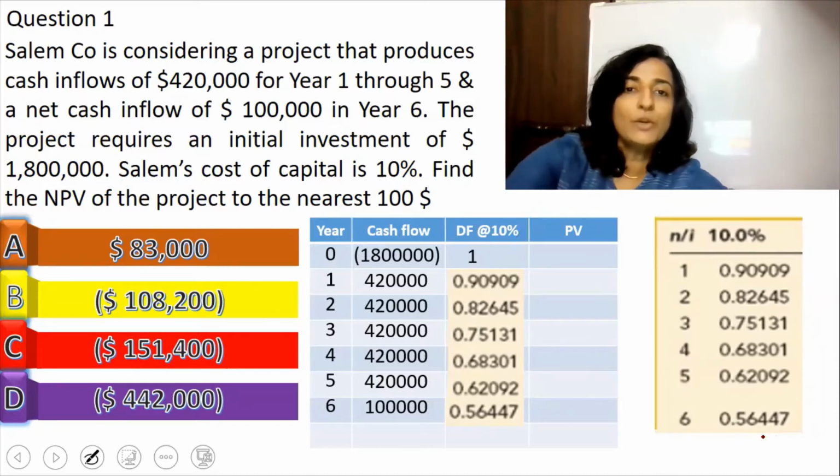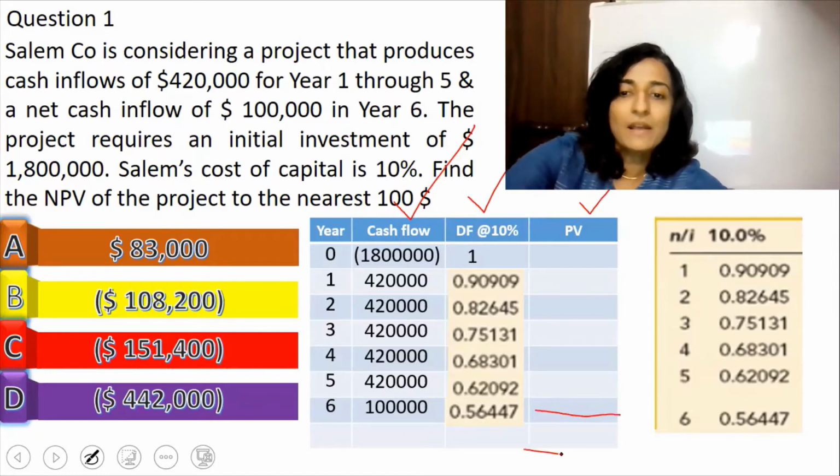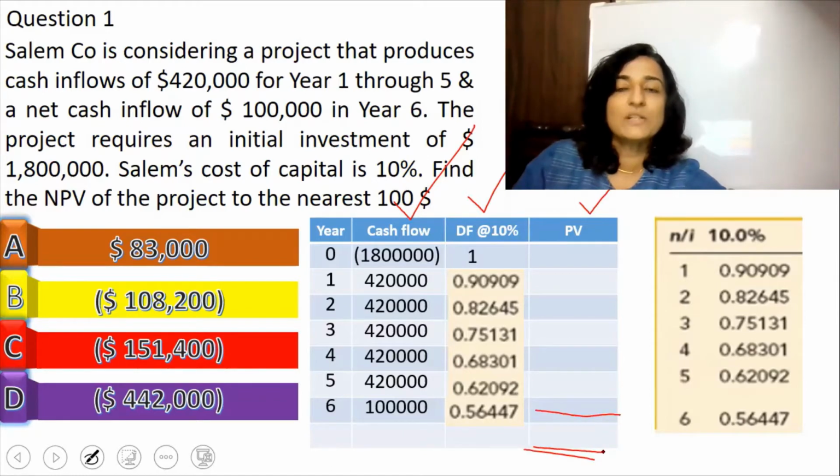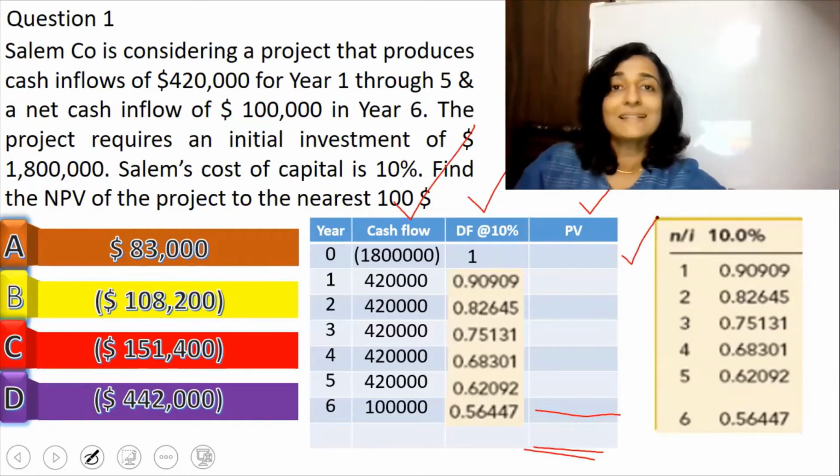So what is the present value? You have to multiply the cash flow column by the discount factor column. You will get the present value. And then you add, you will get the net present value. Please note that the first figure will be a negative figure because that's a cash outflow. So I want you to do this on your own and tell me what is the right answer. Pause the video, do it, and get the answer right.